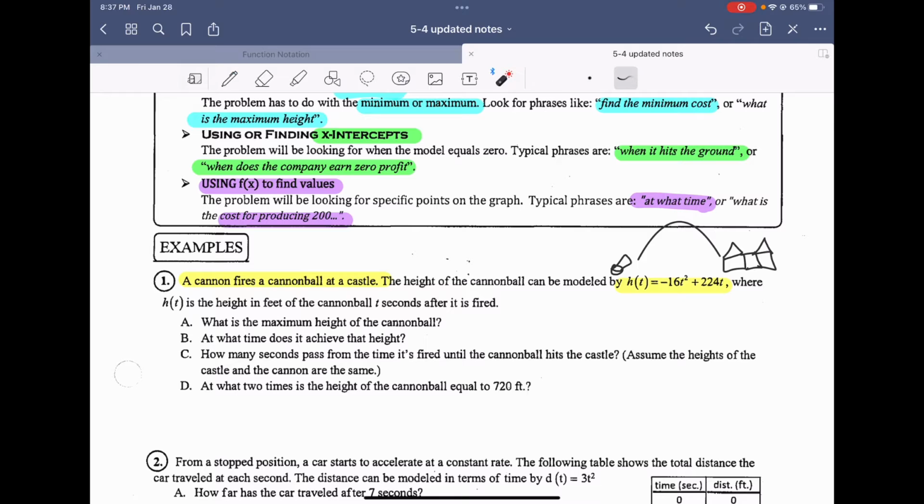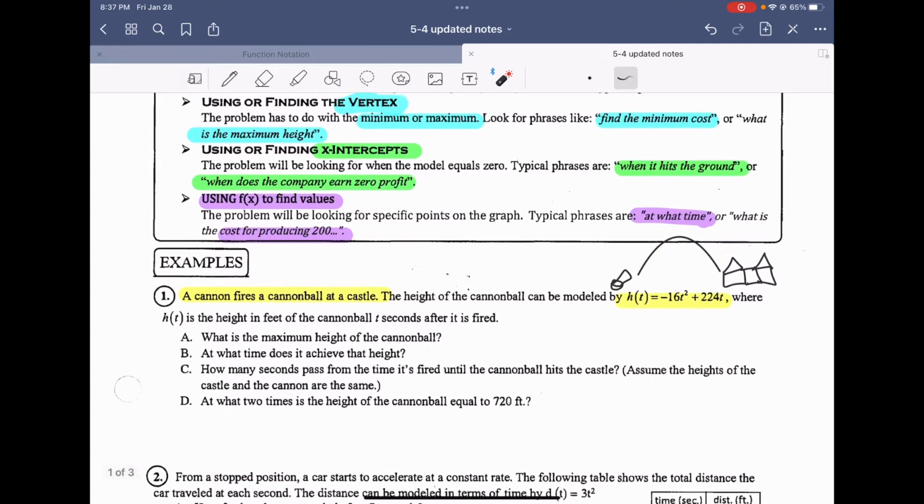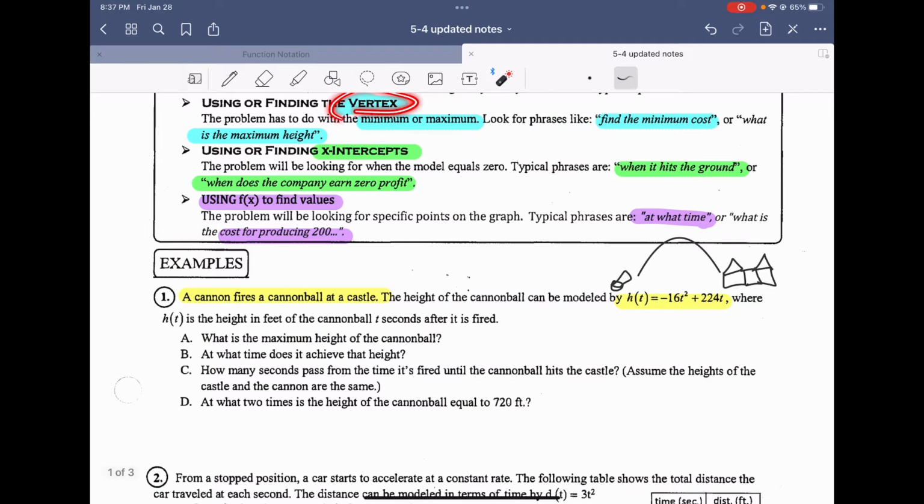Number one, or part A, what is the maximum height of the cannonball? All right, so maximum height, looking at your notes, what should we be looking for? We're going to look for the vertex. Maximum height, we're going to be looking for the vertex. So we're looking for this point right here. Okay, so we're going to be looking for a vertex.